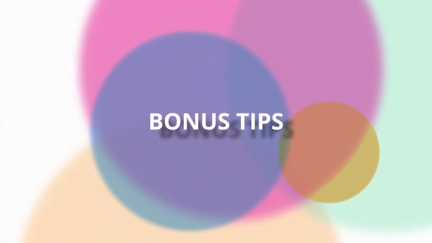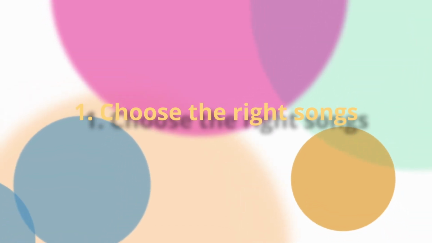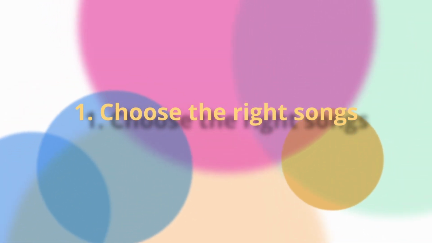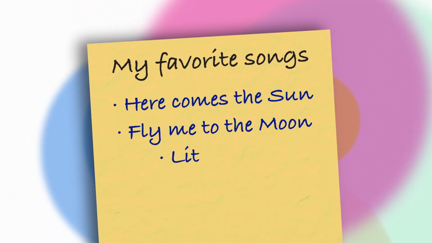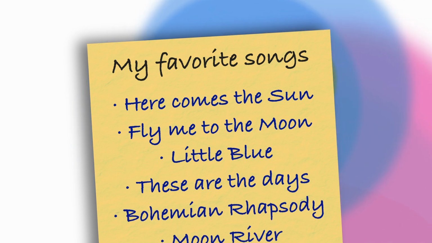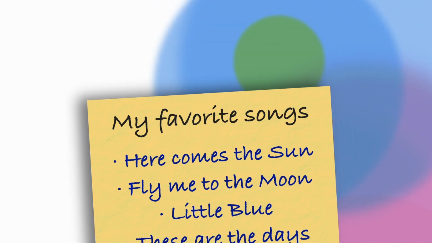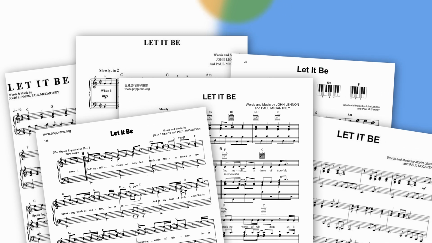Alright, last but not least, I've got a few bonus tips for you. Number 1, choose the right songs. Of course, you want to pick songs that you like, so you're motivated to learn them. But you also want to pay attention to their difficulty. There's nothing wrong with a challenge, but if you spend hours practicing just a few bars without much progress, maybe pick a different piece for now. For many songs you can find dozens of different arrangements, so it's worth doing a little research and finding a version that works for you.